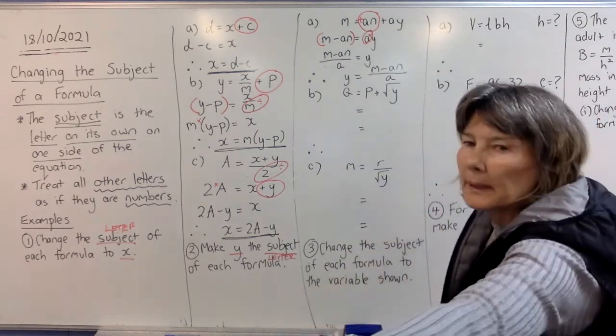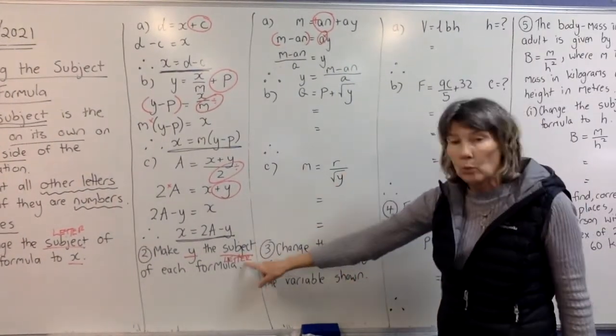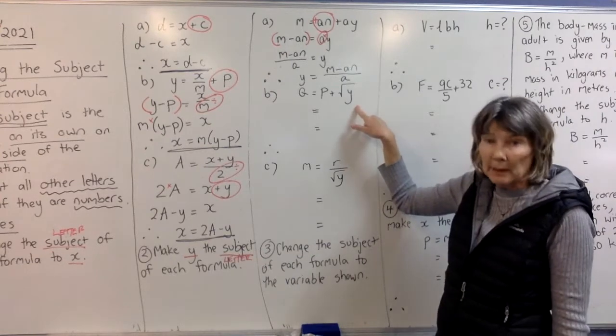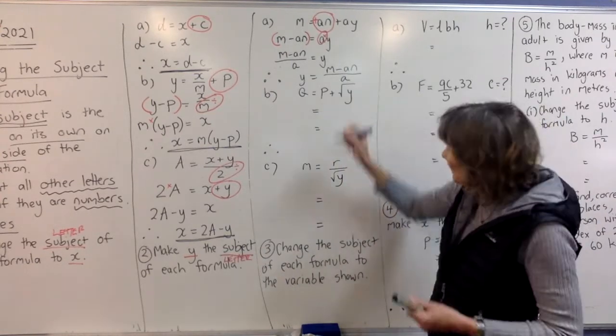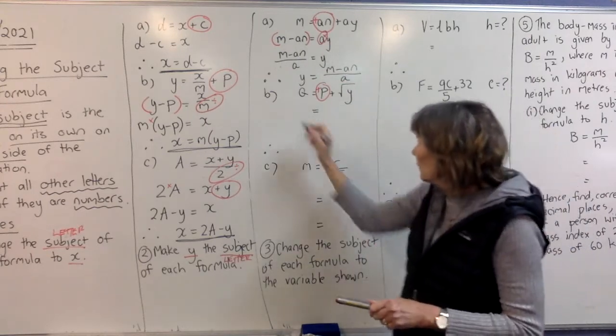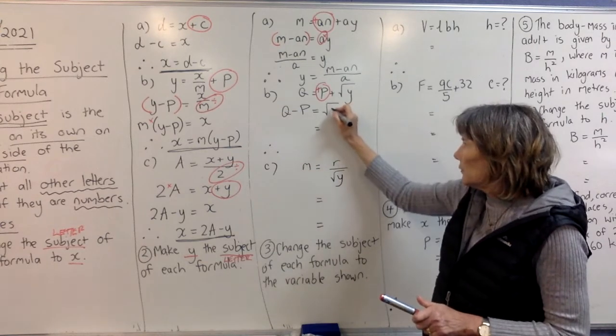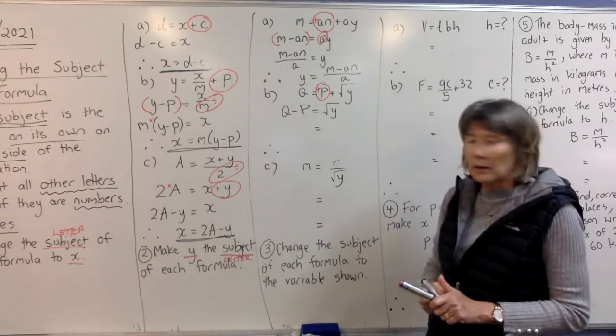All right, looking at B. So in B, remember, we're trying to make y the subject, so we're going to get the y by itself. So we're getting rid of this p here first. That's a plus p. So let's move it over and subtract the p to do the opposite. And we're left with square root y on the right-hand side.